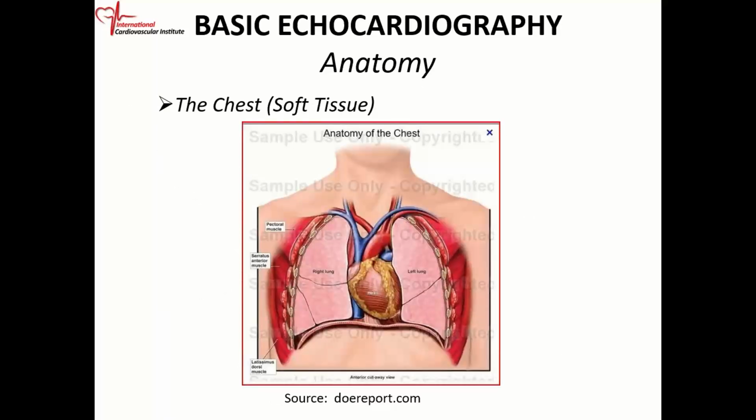Now, those are the bony structures of the chest. You don't need to know anything more, because when we image the heart, the reason we look at those structures is that they prevent us from getting to the heart. So we need to know those structures. Now, when we look at the soft tissues in the chest, you have the heart, of course, and then the lungs on both sides. But you have a bunch of blood vessels in between, and you need to know those as well.